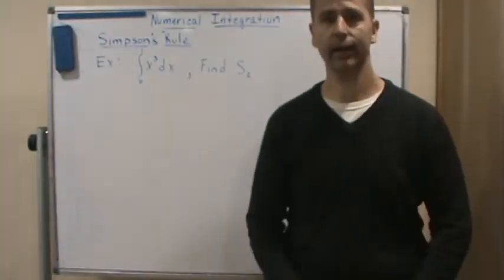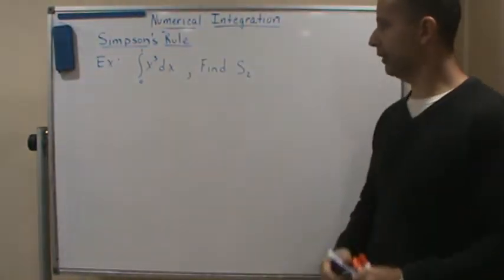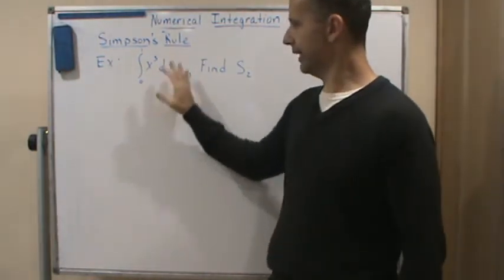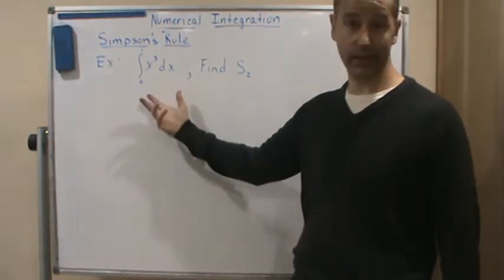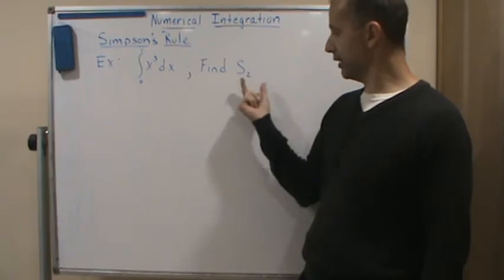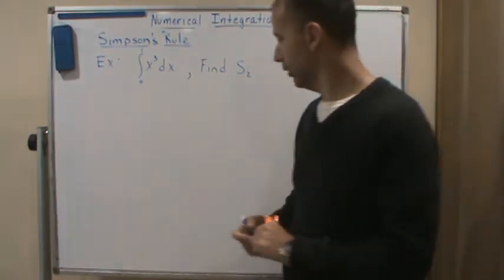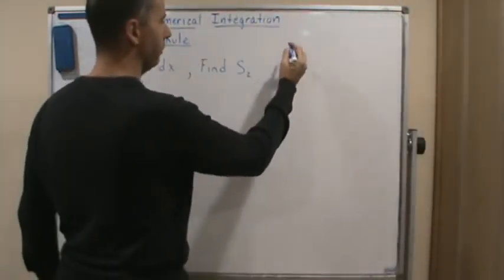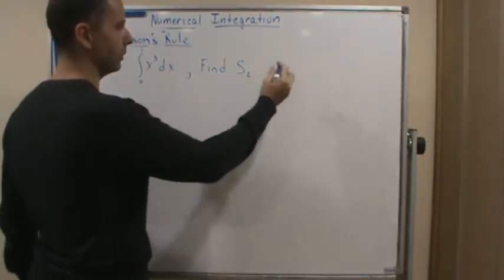Okay, so welcome back. So let's do this example here. So here's our function. This is what we want to integrate, or we want to approximate it. And we want to approximate it using S2, okay? So again, we got to make sure we do our substitute. So n is equal to 2.